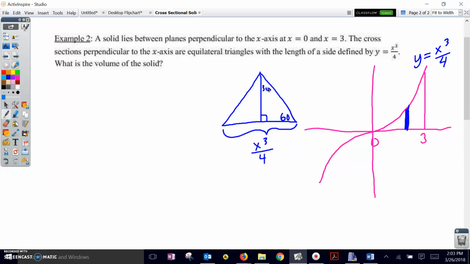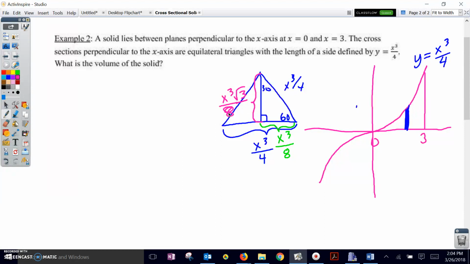And it shouldn't be too difficult for us because the side opposite the 90-degree angle is the same as the base of the equilateral triangle. And so this side up here is x to the third over 4, which makes the side opposite the 30-degree angle, which is this right here, half of that, or x to the third over 8. And it makes this dimension, which is going to be the height of the triangle, x to the third over 8 times the square root of 3.